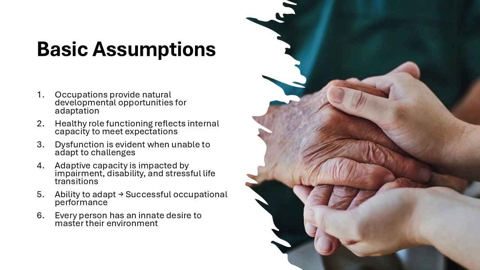Exactly. That's assumption 3. And I guess assumption 4 explains why that might happen. That adaptive capacity can be hit hard by impairments, disabilities, or just really stressful life changes. Absolutely. The model acknowledges these are huge factors. They can really diminish that capacity. Okay. But there's an optimistic thread too, right? Assumption 5. Successfully adapting leads to successful occupational performance. Yeah, there's a direct link. If you can adapt, you can perform.